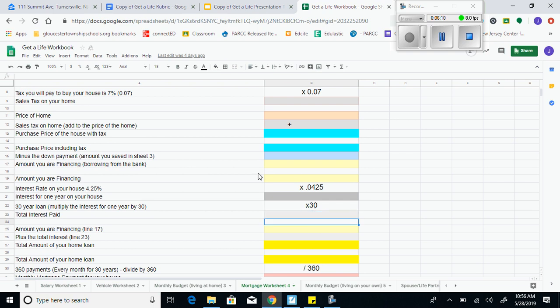Next, you're taking the amount that you're financing. It came from line 17 right here, and you are going to add the interest that you found in line 23. Add that together. That is your total home loan.